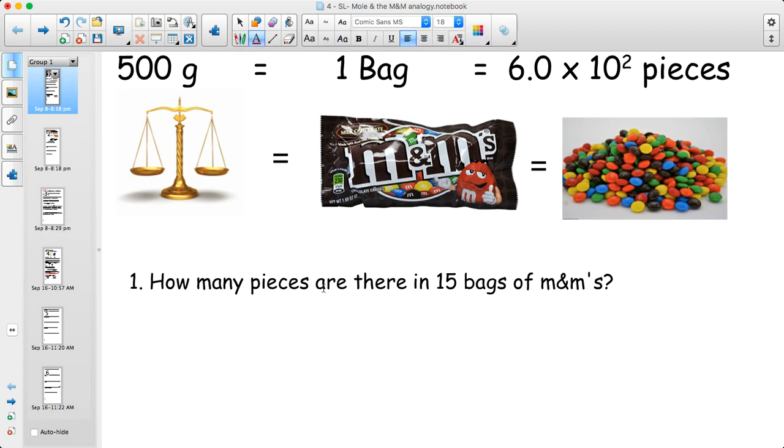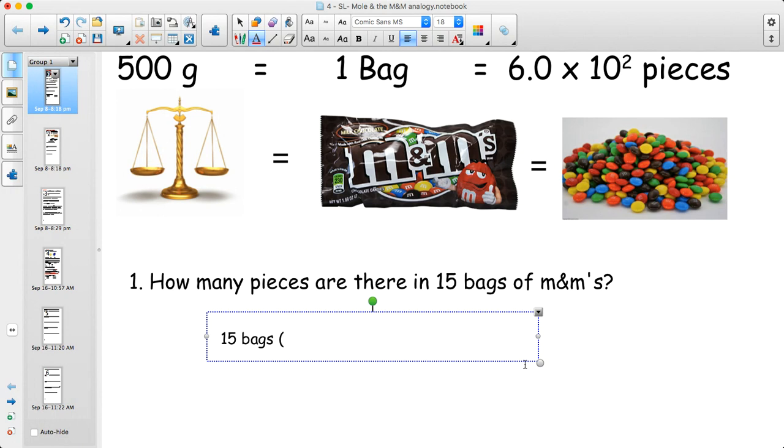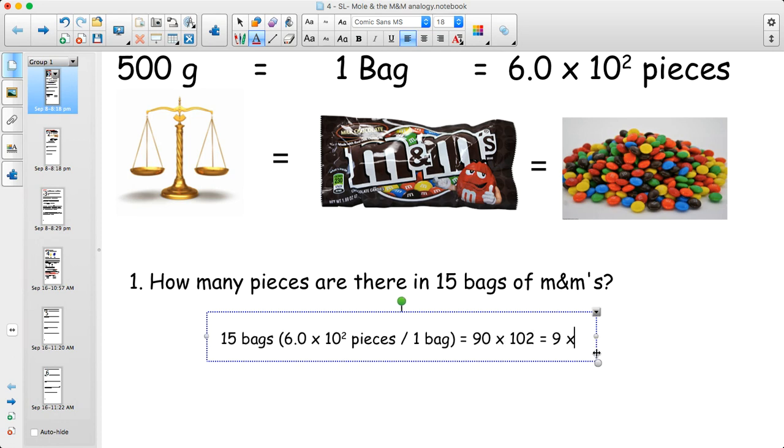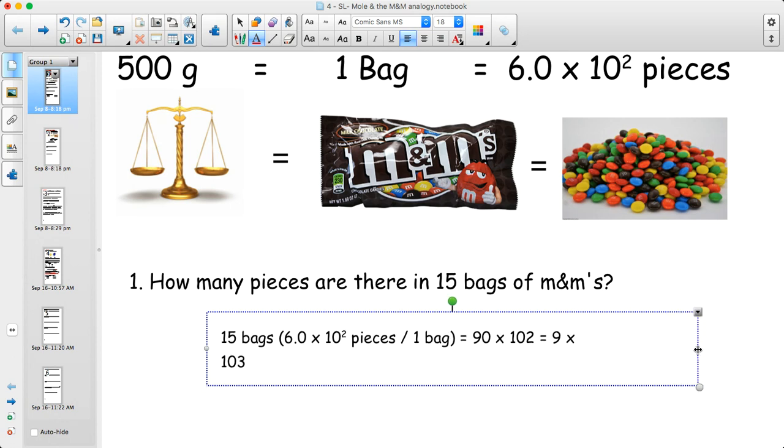Well, in 15 bags, times the conversion factor, we want it per bag, there are 600 pieces. So 6.0 times 10 to the 2 pieces, and that's per one bag. Whenever I convert, I want to cancel out units, so I put bags on the bottom, and that way bags will cancel out. So really my math is 15 times 6 times 10 to the second. 6 times 15 is 90, so that equals 90 times 10 to the second, which is 9 times 10 to the third pieces.